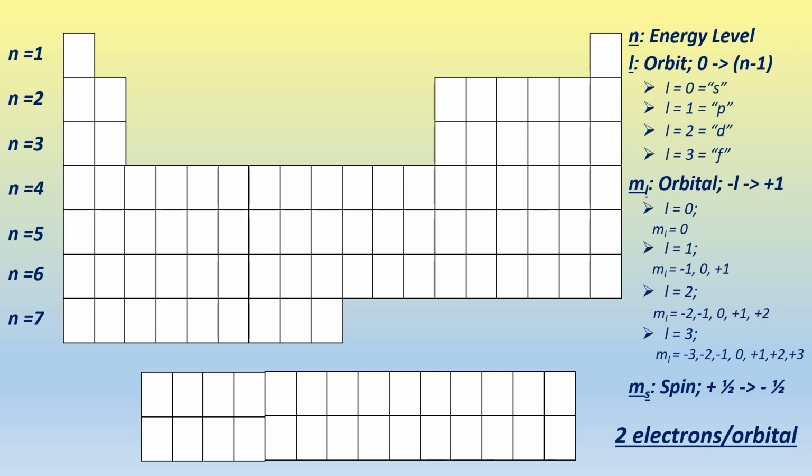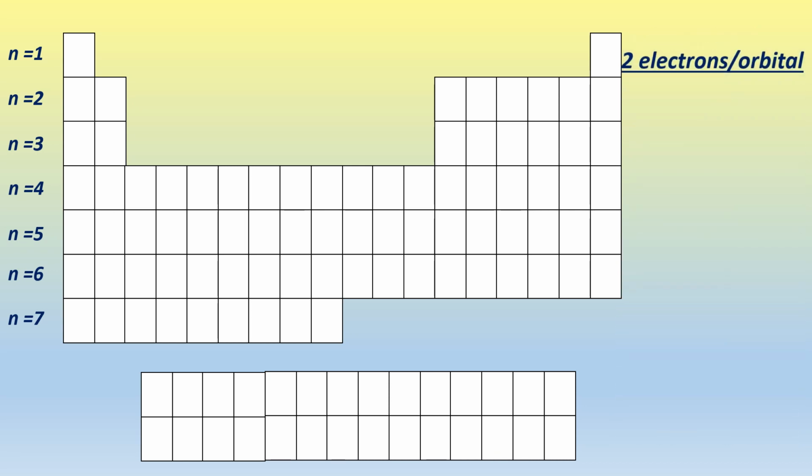However, the final quantum number, spin, can only have 2 values. Therefore, according to the Pauli exclusion principle, each orbital defined by m sub L can only hold 2 electrons.